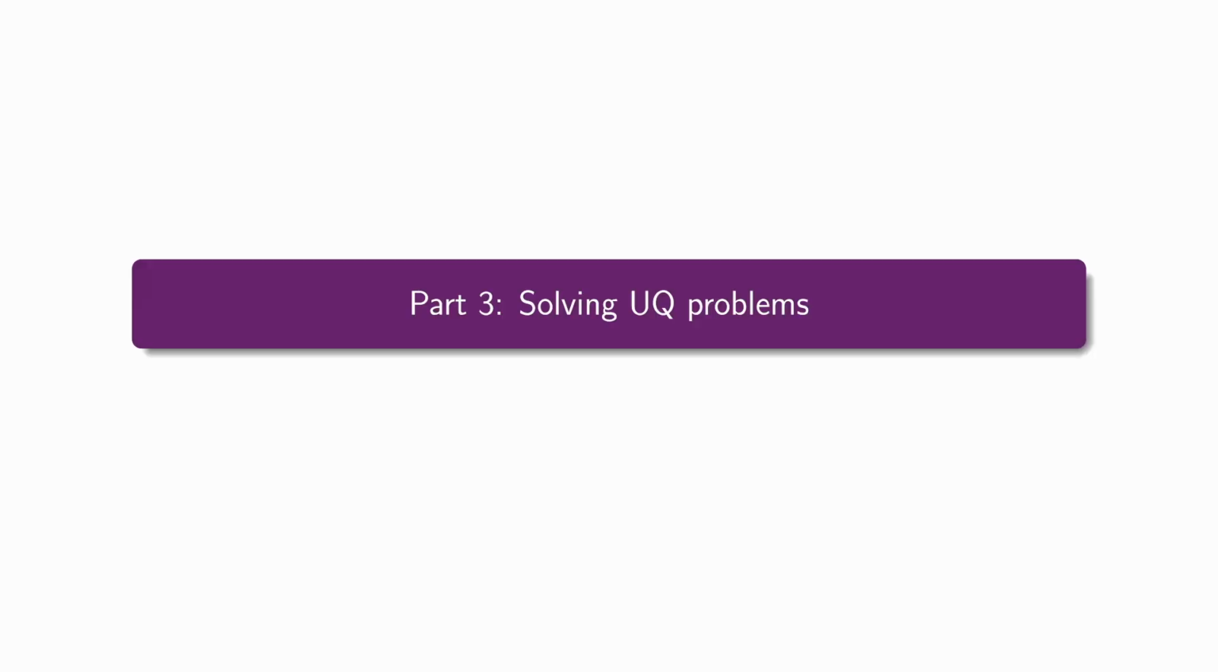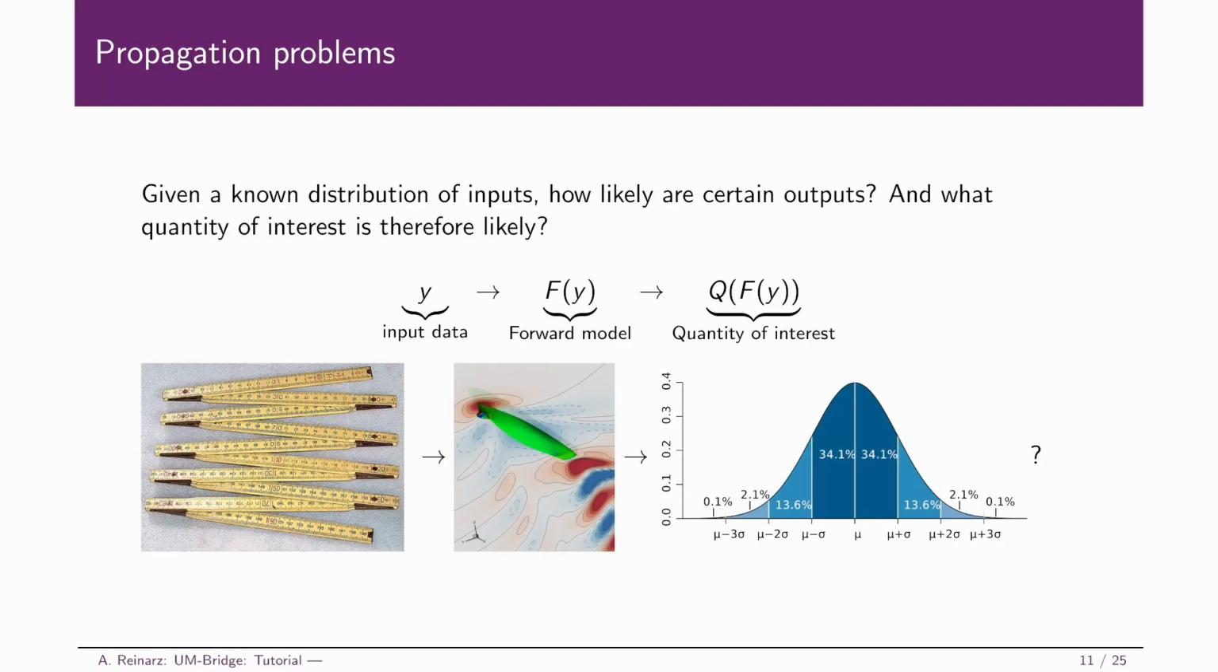Okay, so let's move on to the possibly more interesting bit. So now we want to solve some actual UQ problems, and we want to solve them on our complex models, such as this tsunami simulation that we've already shown. So for this, let's briefly recap kind of what kind of UQ problems we might be interested in looking at. So the first class are propagation problems. So if we have a known distribution of inputs, how likely are certain outputs given our forward model? And then we normally want to look at some quantity of interest.